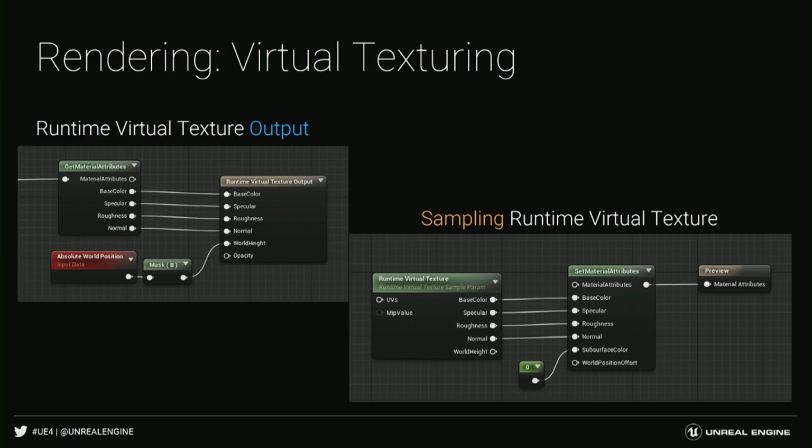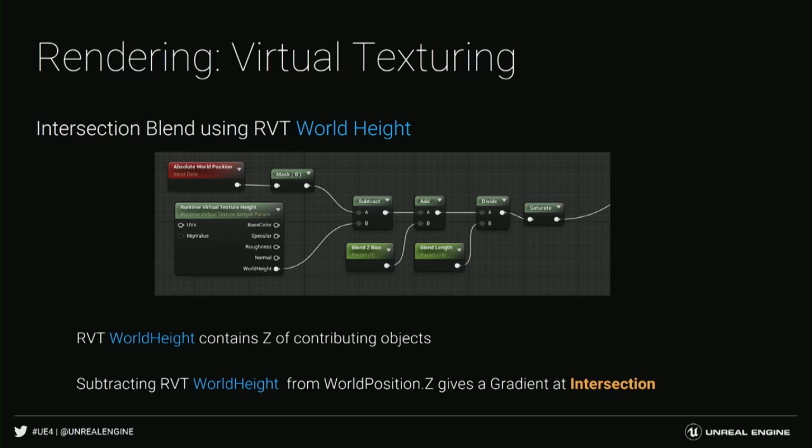And usually you just use material attributes or your layers and you pipe some stuff in. And then for sampling the runtime virtual texture, it's pretty much the same thing. There's a sample node, you place it in the material, and then you sample it like you would a standard layered material attributes layer. And for the height blend that was previously shown, that was done using an intersection blend using the runtime virtual texture world height.